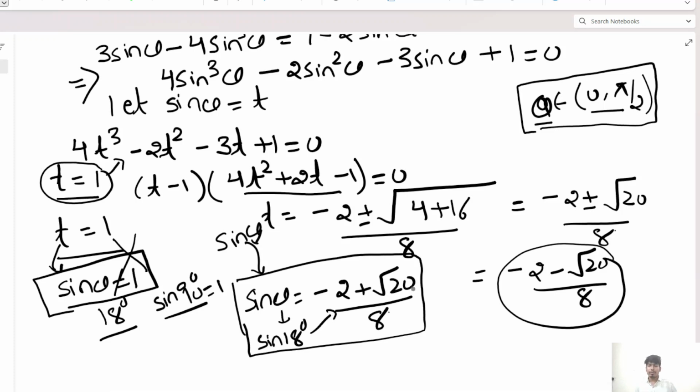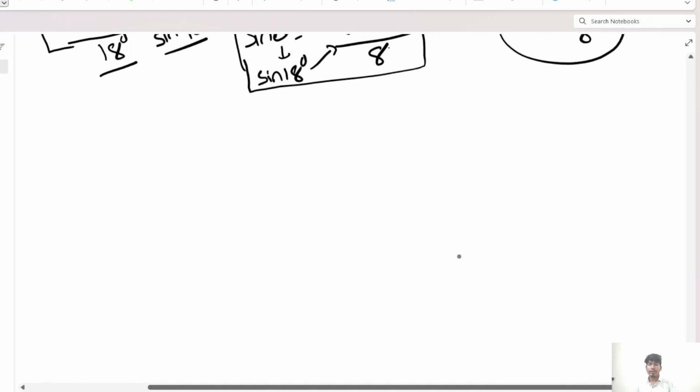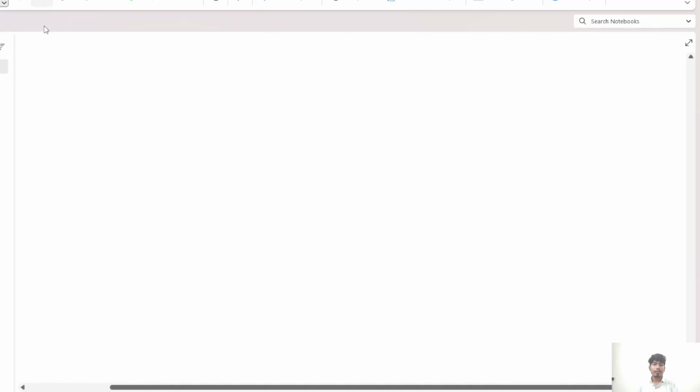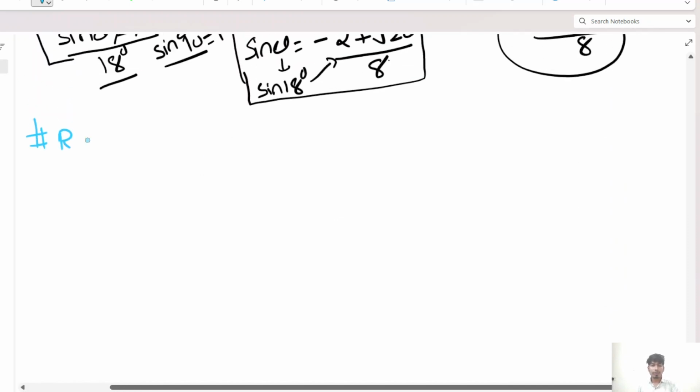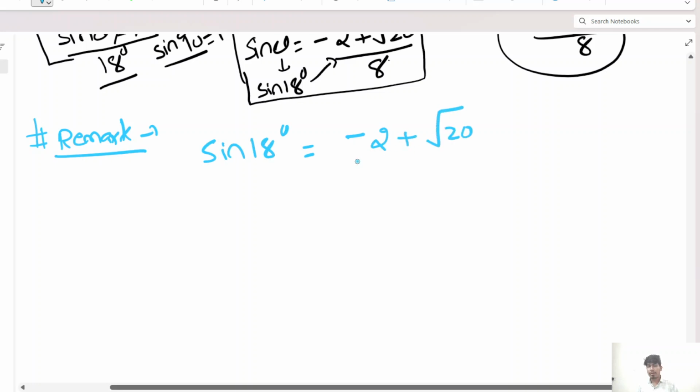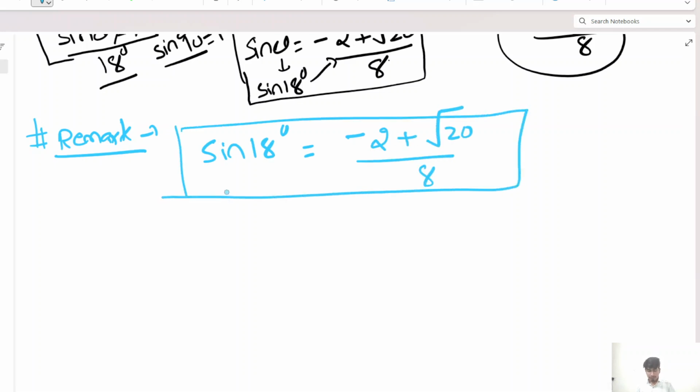So remember this. Remark: the value of sine 18 you can remember as minus 2 plus root 20 upon 8. Then we do our next question.